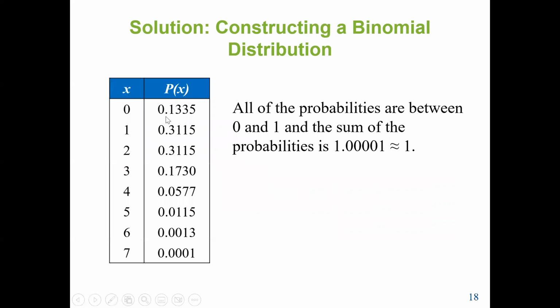So that's the probability distribution for the possible X values from 0 to 7. And if we add these up, the total should give us 1. So here we say all of the probabilities are between 0 and 1, and the sum of the probabilities should be roughly 1.